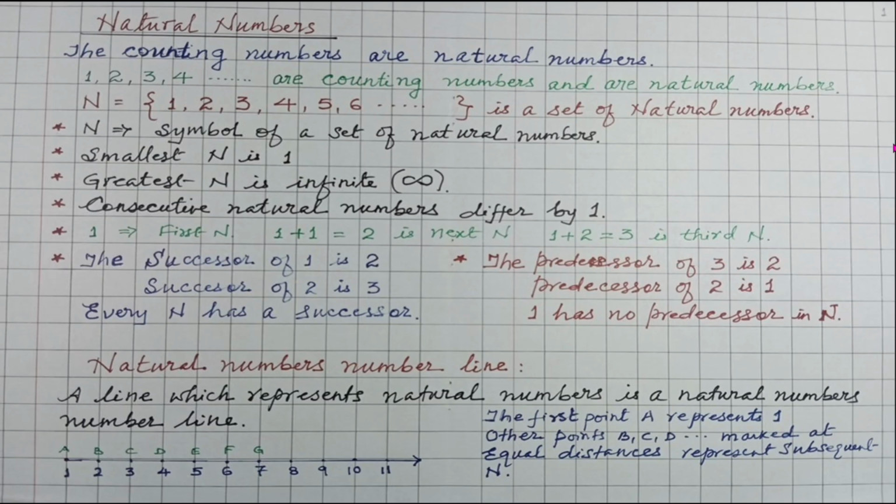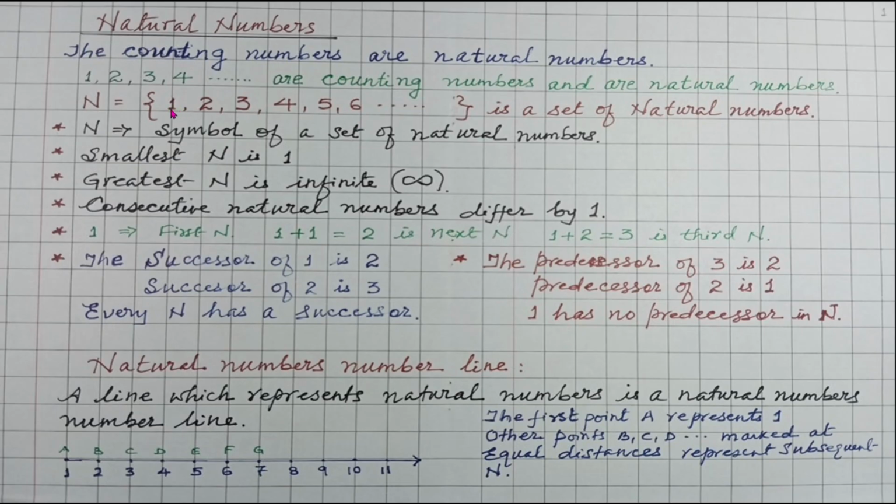A set of natural numbers is represented by the symbol N, and N is equal to 1, 2, 3, 4, 5, 6 and so on. The smallest natural number is 1. The greatest natural number is infinite, and consecutive natural numbers differ by 1. 1 is the first natural number. 2 is 1 more than 1, the second natural number. 3 is 1 more than 2, the third natural number, and so on.